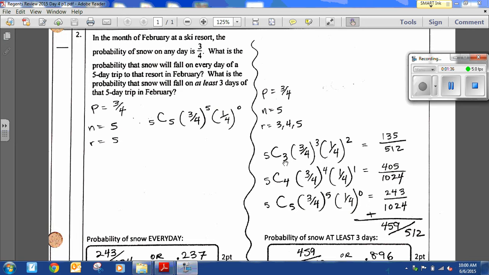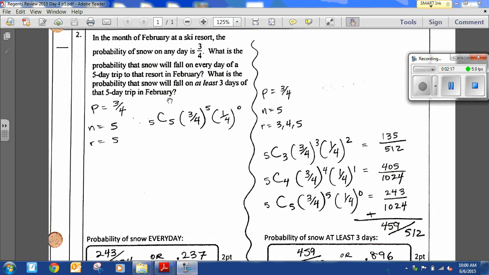In the month of February at a ski resort, the probability of snow on any day is 3/4. What is the probability that snow will fall on every day of a 5-day trip to that resort in February? So probability is 3/4, p is 3/4. The number of days is 5, and we're looking for all 5 days of success, meaning that it will snow on all 5 days. So that's why n is 5 and r is 5. Second part of the question, what is the probability that snow will fall on at least 3 days of the 5-day trip? And I solved that over here.